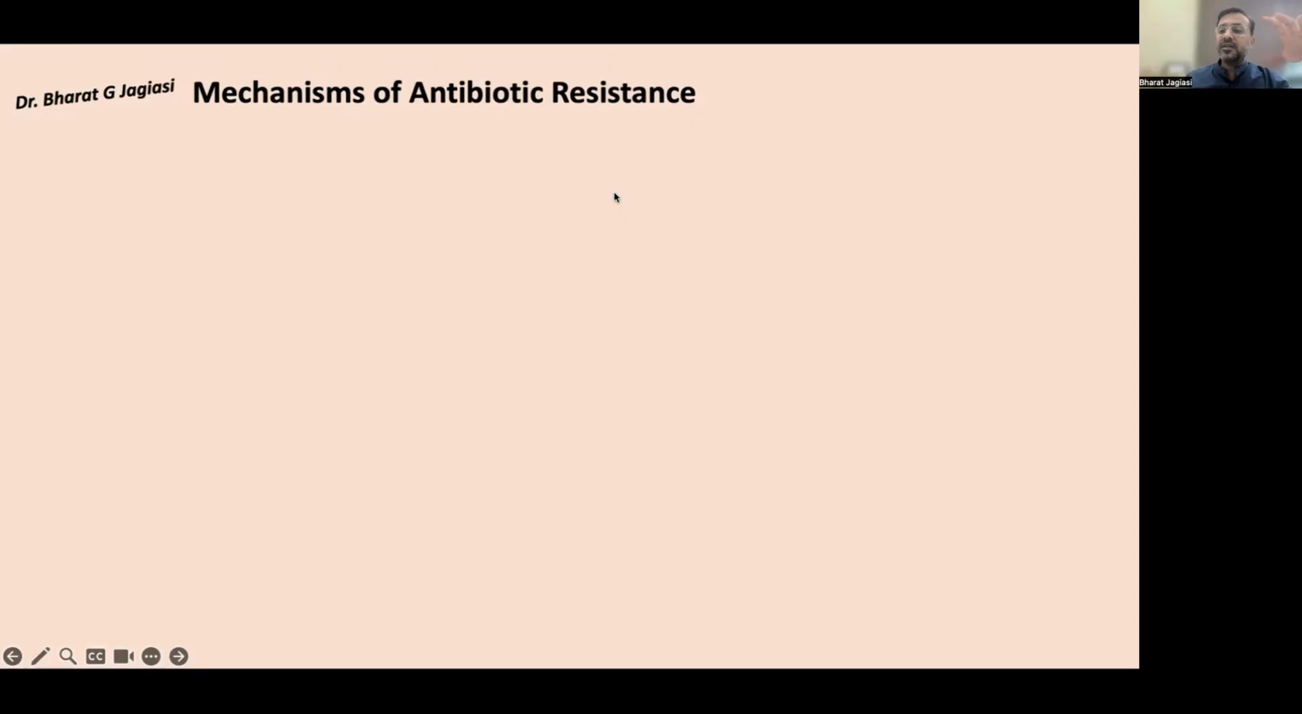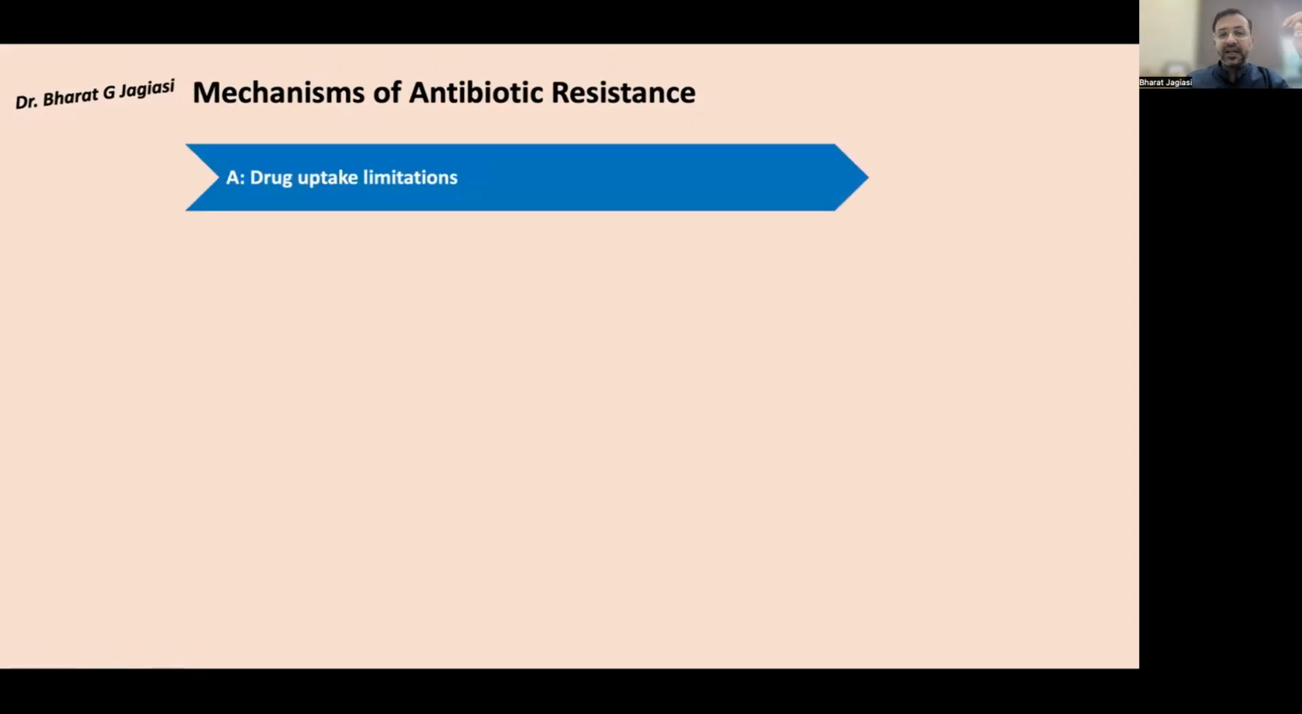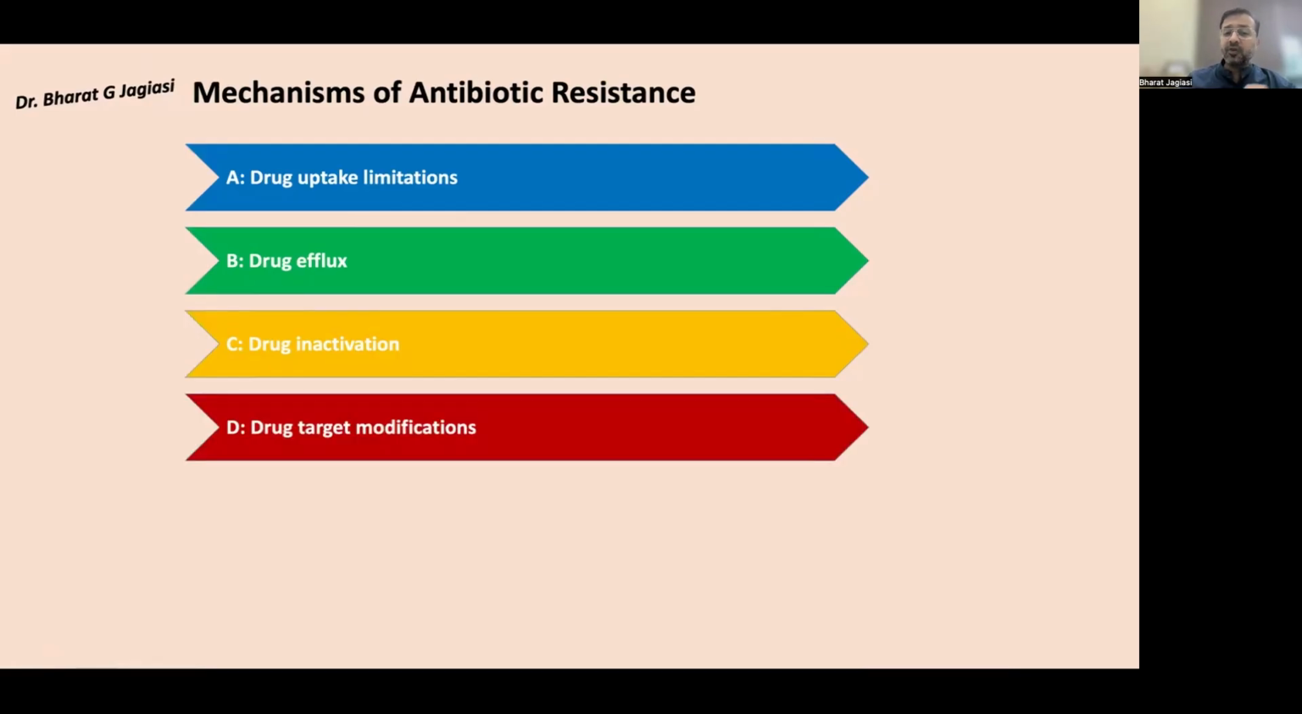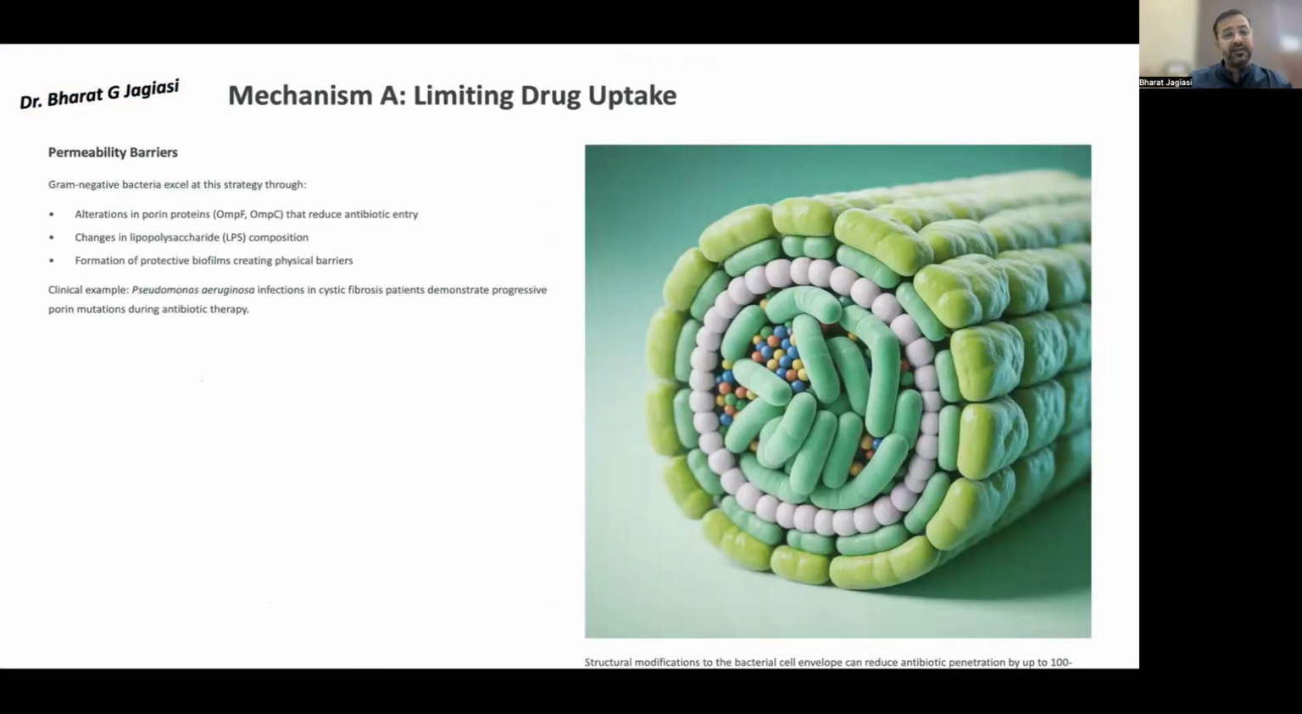But what is important is the mechanism of antibiotic resistance in terms of the drug. If we have to classify that, it would be drug uptake limitation, drug efflux, where the drug is thrown out of the cell, drug inactivation, where they produce many enzymes which render or neutralize our antimicrobials, and also drug target modifications. In that way, drugs are made useless and inactive as far as the killing of the organism is concerned.